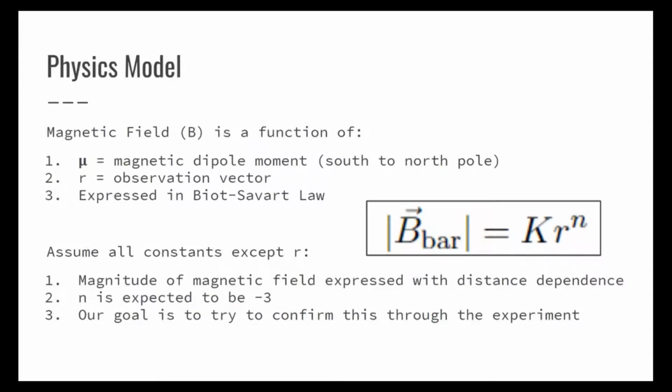The physics model we used in this lab was the magnetic field, B, which is a function of mu, the magnetic dipole, which is in the direction south to north pole, and r, the observation vector, which can be expressed in the Biot-Savart law, which we saw in the first slide. However, for the lab, we would assume that all the constants, except for r, would be constant. And we do this with the magnitude of the magnetic field expressed with a distance dependence, which we see up on the right, where it's equal to k r to the n. In this idea, we expect n to be negative 3, and our goal is to try to confirm this through the experiment.